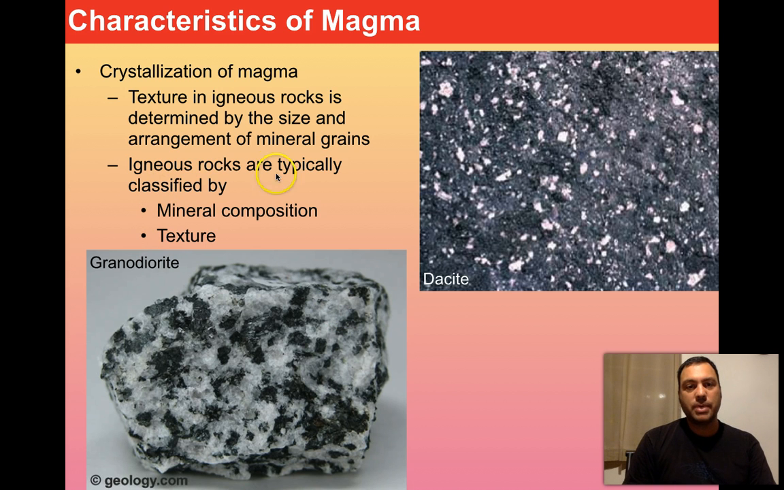So igneous rocks are typically classified by their mineral composition and their texture. So you can have the same mineral composition as these do and get different textures, and that causes them to have different names. This is something called a granodiorite. This is something called a dacite.